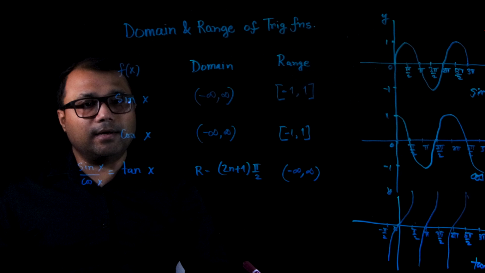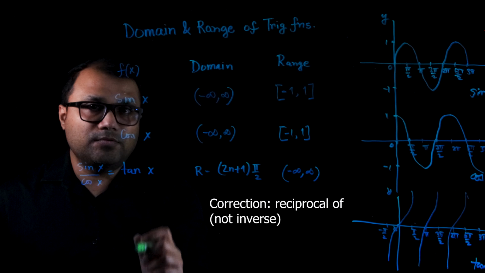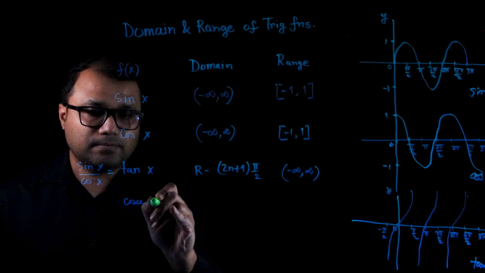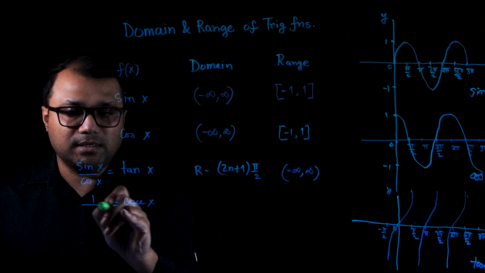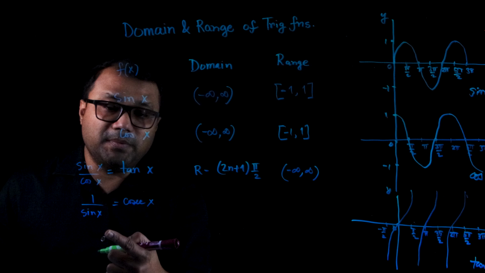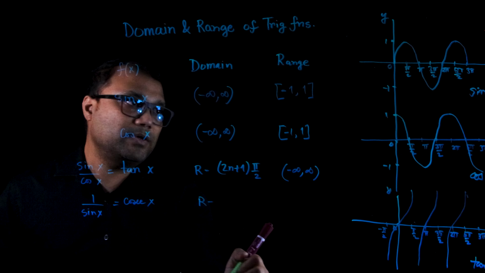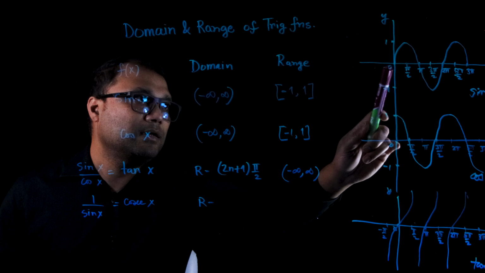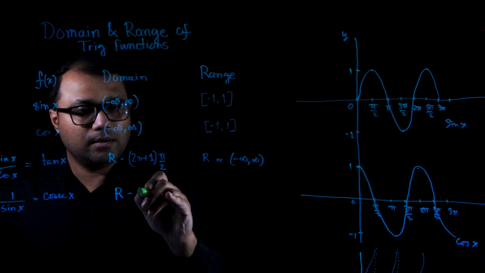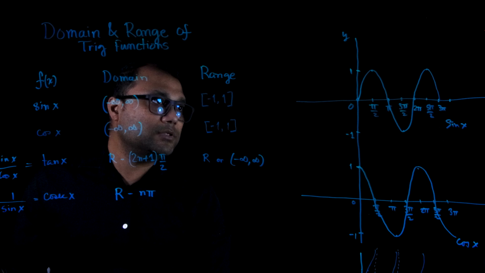Okay. Now let's look at three other functions, which are the inverses of sin x, cos x, and tan x. So let's go with cosec x first. Cosec x is 1 by sin x. So obviously cosec x will be undefined when sin x is 0. So all real numbers minus when is sin x 0. Sin x is 0 at 0, pi, 2 pi. So it is 0 at n pi, where n is an integer.